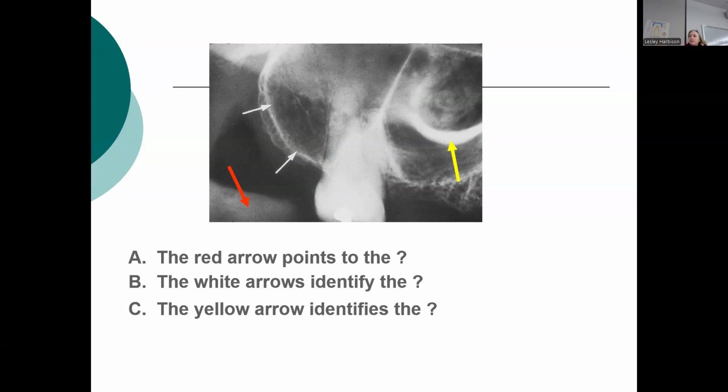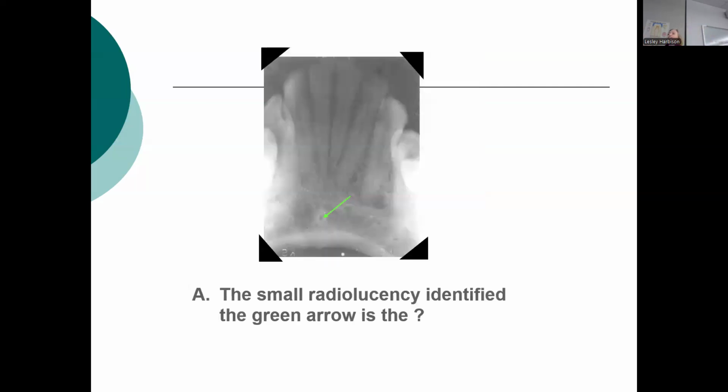Coronoid process. Coronoid process is the red arrow. What's the white arrow? Maxillary tuberosity. What's the yellow arrow? Zygomatic process. Yeah. All kinds of weird pictures, but if you kind of know what should be in that picture, you can figure it out, even if it doesn't look totally like what you think it should look like. What's the green arrow pointing to?